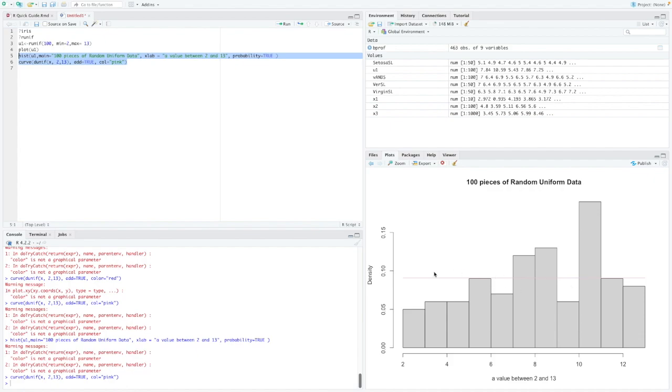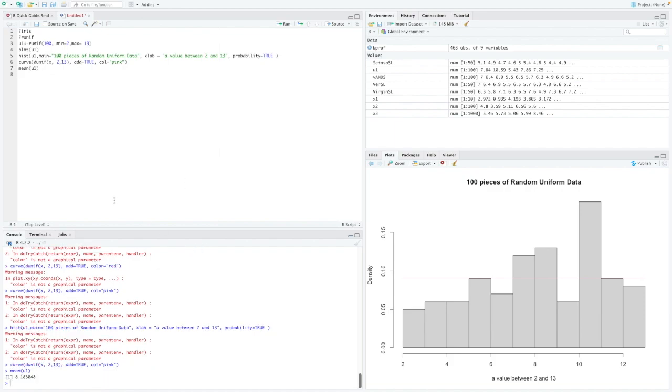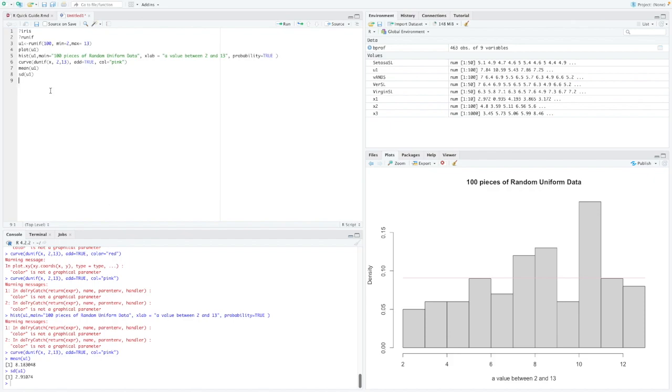So now I have a pink line. This line is going to be the straight line where my uniform distribution would have been, right? So it probably lines up with the mean of this data set, which I could find out if I wanted to. The mean of this data set is going to be mean of U1, not x1. My mean is 8.12 and my standard deviation is 2.9. Not bad.